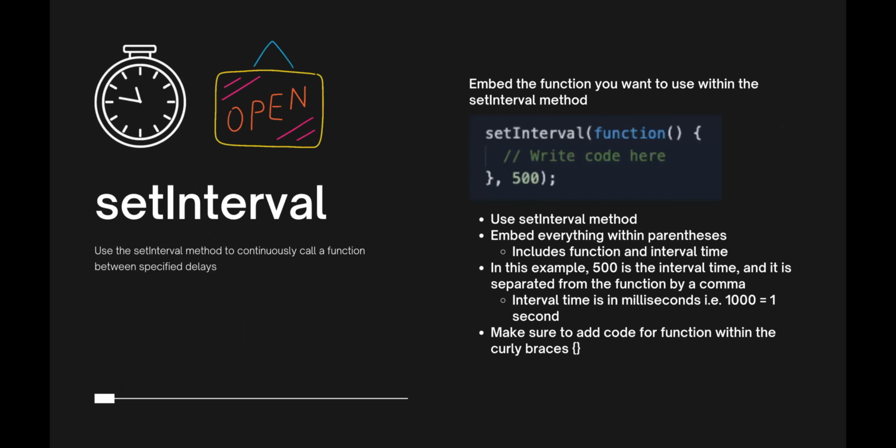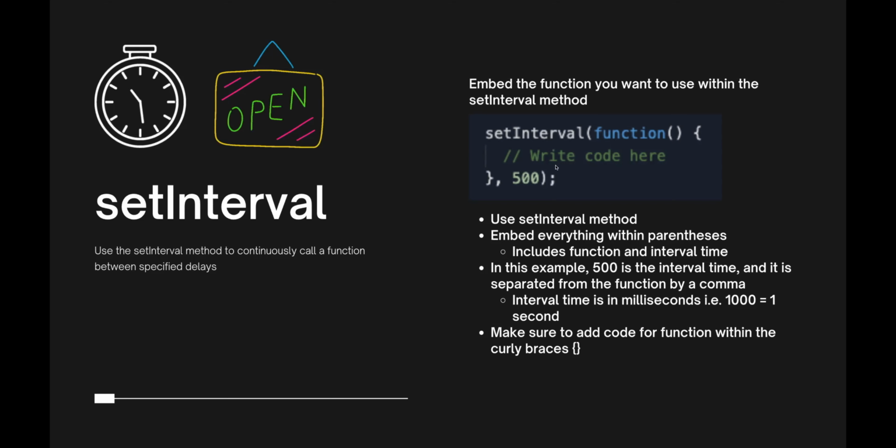Okay, so the setInterval method. Just to keep it simple, you're going to use the setInterval method to continuously call a function between specified delays. So we already went over a function. You guys know what a function is. Basically, all we're doing with setInterval is running that function, waiting a certain amount of time, and then running it again, waiting a certain amount of time, running it again, just continuously.